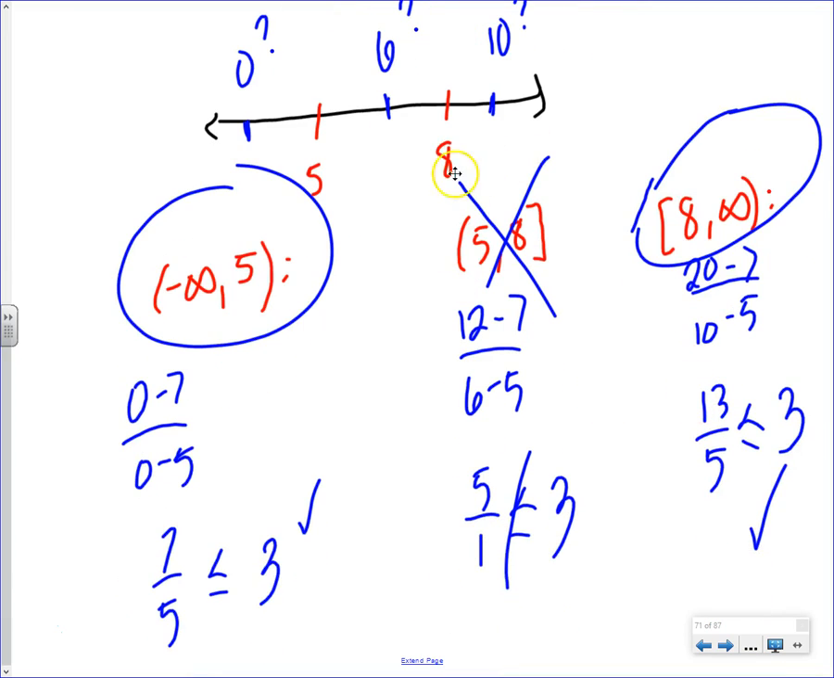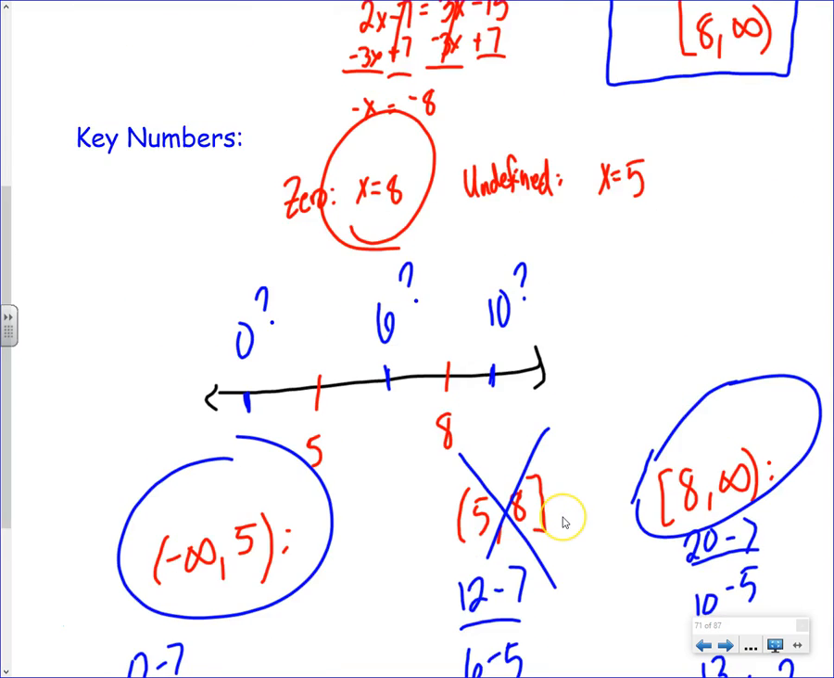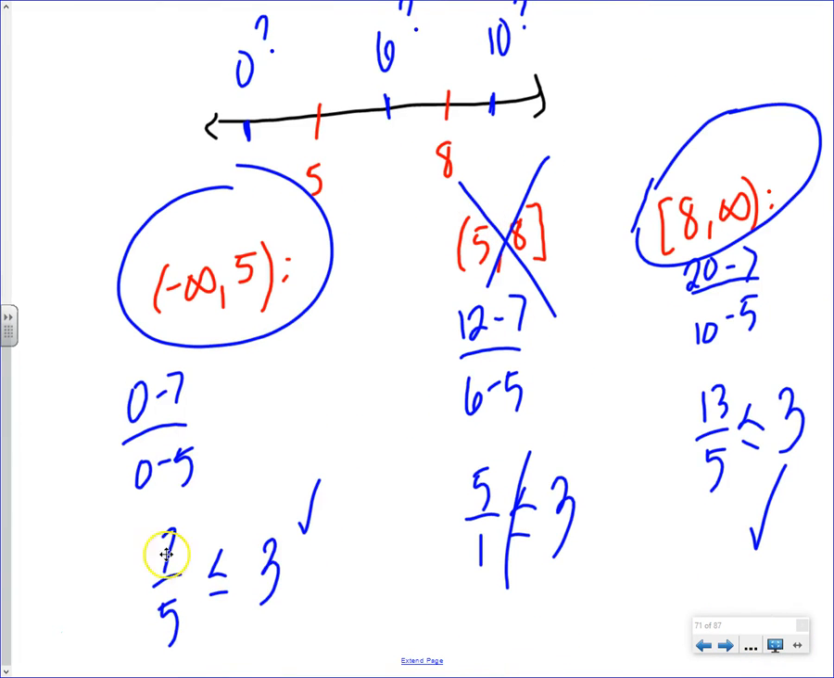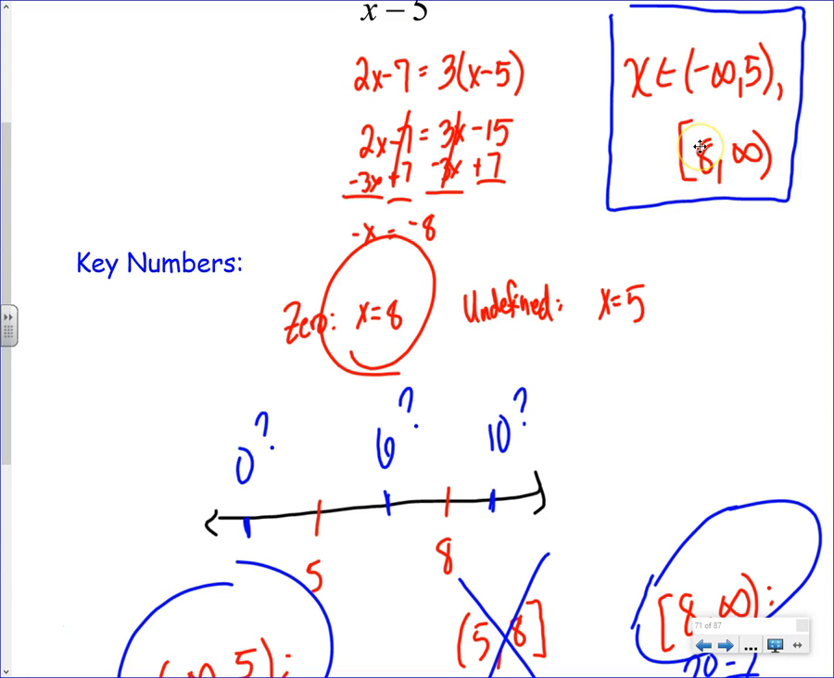I figured out this middle was totally false. That 5 is not less than or equal to 3. Looking back at the beginning, I had to compare after plugging in to less than or equal to 3. This one was true, that one was true, so both of those form my answers up above.